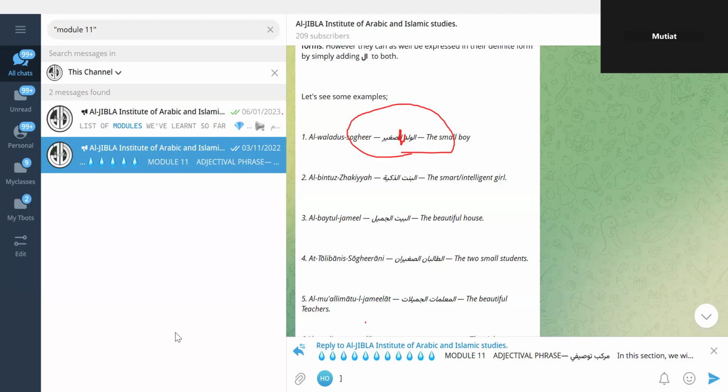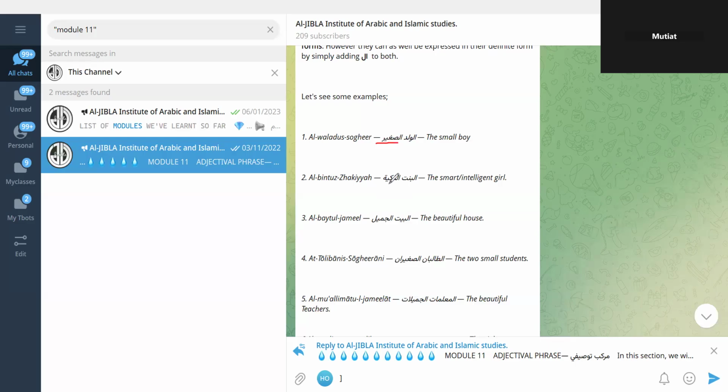So saghirun here has become a khabar. Yes, khabar. Al-waladu saghirun. It's the same way you work with all of these. Al-bintu zakiyatun. You want to say the girl is intelligent, not the intelligent girl. So you say al-bintu zakiyatun. Do you understand how this thing works now?